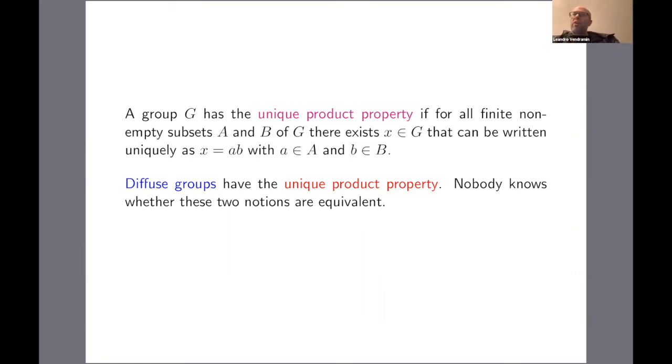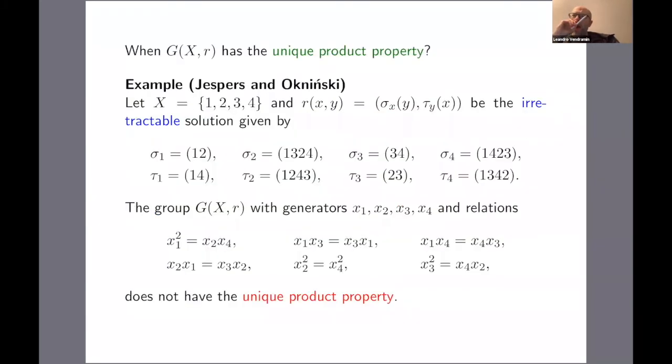And of course, then you have a new question, right? Diffuse groups have the unique product property, but nobody knows if these two notions are equivalent or not, okay? This is a new problem that you have here. So here I have a natural question, right? I have an involutive solution, and the question is when the structure group of a solution has the unique product property.